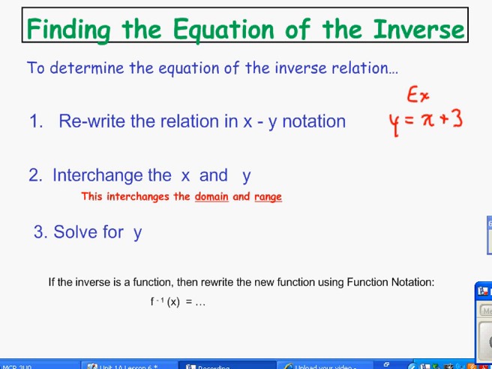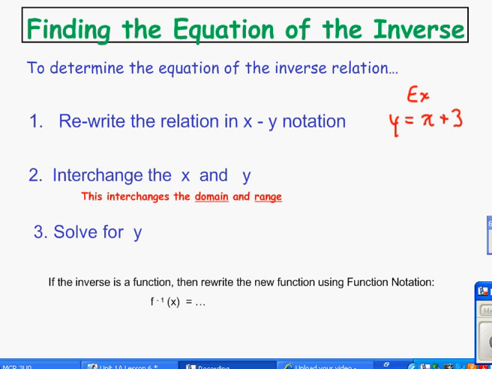Alright, for the second part of this video, what we're going to do is just determine how to find the equation of an inverse if you're given a function or a relation. And then we'll do a couple of examples, and then the last part of the video I'm just going to do a more complicated example using more than one function.